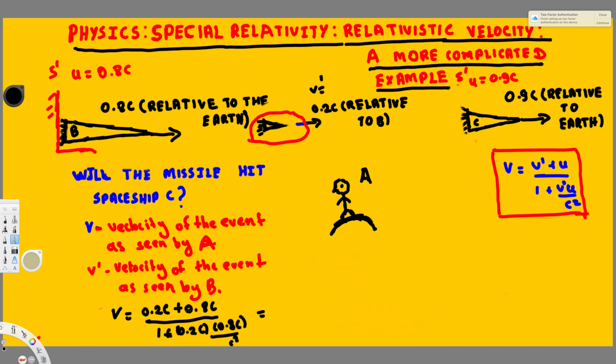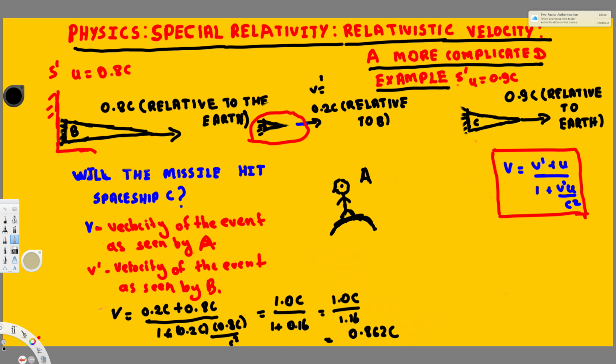Here this c squared and this c cancel, so we are only left with numbers. If you add them together, that's going to give us 1.0 c, and in the denominator 1 plus 0.2 times 0.8, that's going to give us 0.16, right? This c squared and this c squared cancel, so we are only left with the numbers. So that's going to give us 1.0 c over 1.16, and if you calculate this, you should get 0.862 c. So this is going to be the velocity of this missile that's observed by this person A, right? Now we have the velocity of the missile observed by person A.